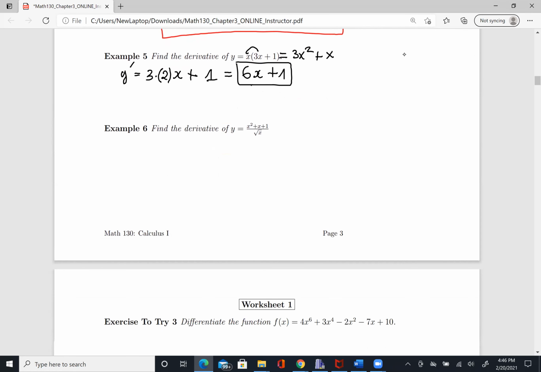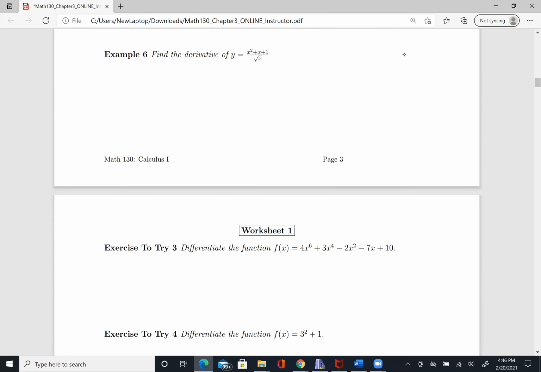We move to example number 6. Wow. Now what are we going to do? We have x squared plus x plus 1, and we divide by the square root of x. Okay. For this problem, can you apply the power rule right away? Again, no. So how can you do this one?